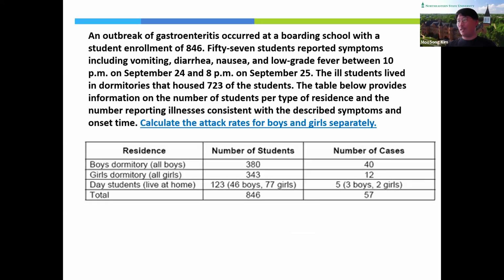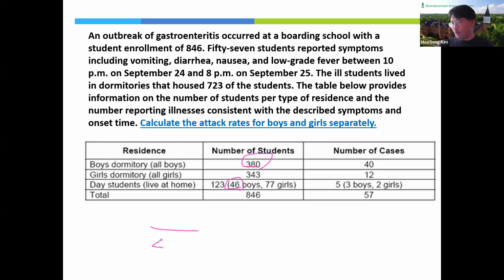So next, attack rate questions. Calculate attack rate for boys and girls separately. So we need two attack rates, right? Let's get the boys first. The boys' attack rate includes all cases. How many people are at risk? Number of students, boys 380, who live in the dorm, and then 46 actually living at home.